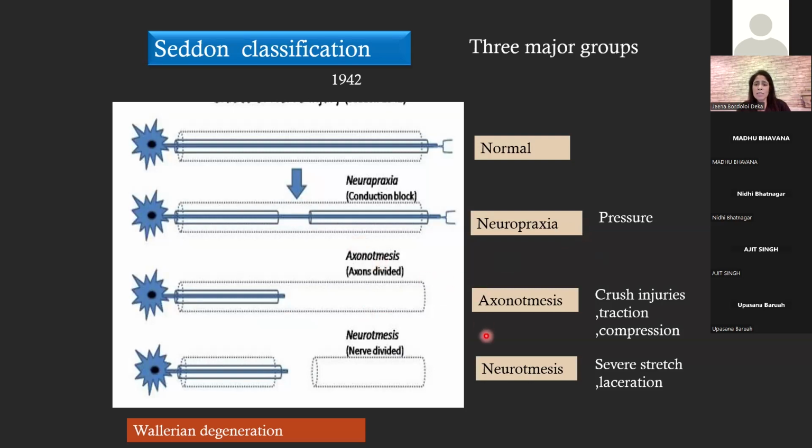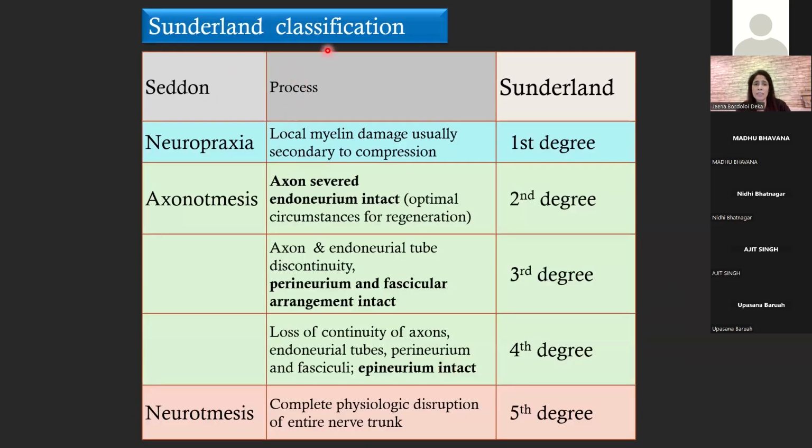So Seddon's classification is just neurapraxia, axonotmesis, and neurotmesis. Neurotmesis is a total transection of the nerve. But in the Sunderland classification, neurapraxia is 1st degree, yes, but axonotmesis has been further expanded into 3 more degrees. That is, when the axon is severed and the endoneurium is intact, we have the 2nd degree. Then there is continuity of axons, the perineurium and the fasciculi, but the epineurium is intact. That is the 4th degree, and the neuroma in continuity basically forms in the 4th degree nerve trauma. And of course, neurotmesis is the same for both.